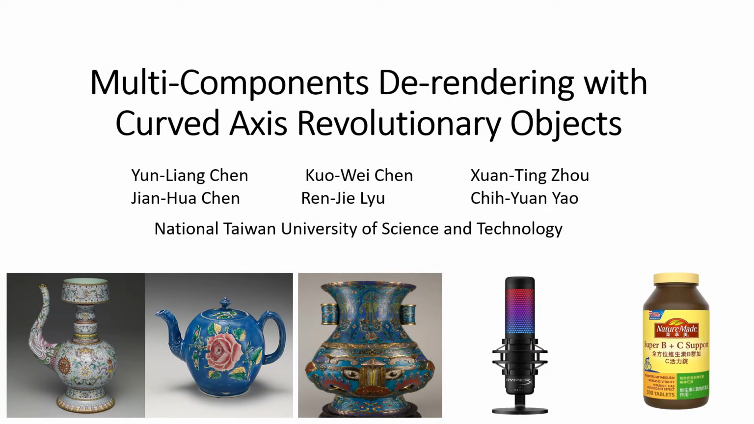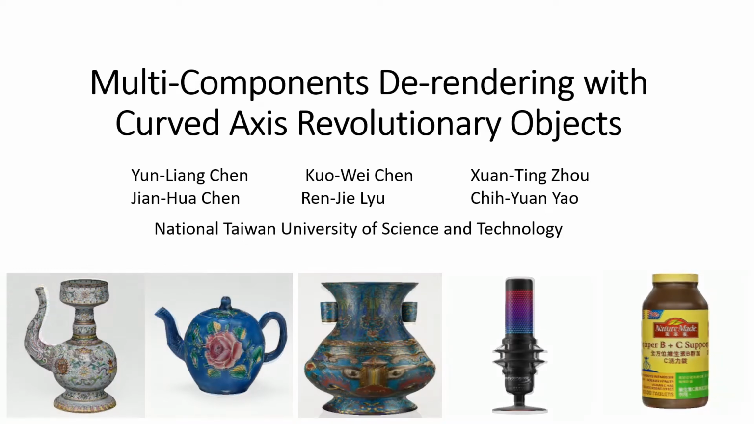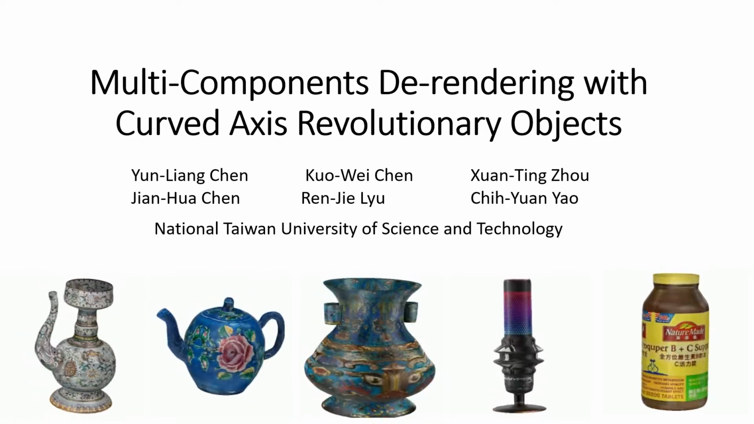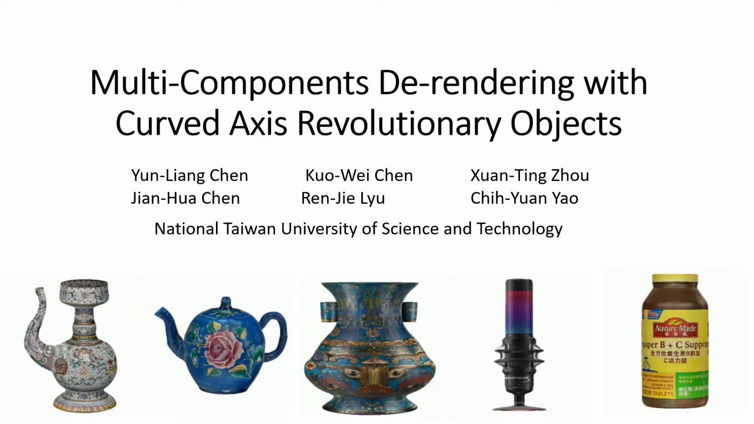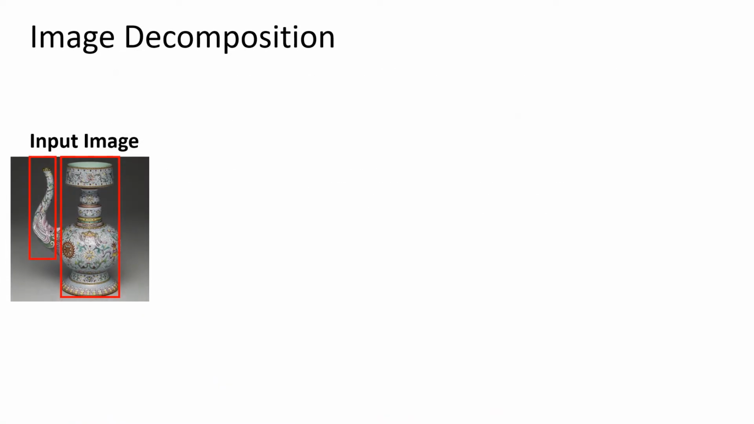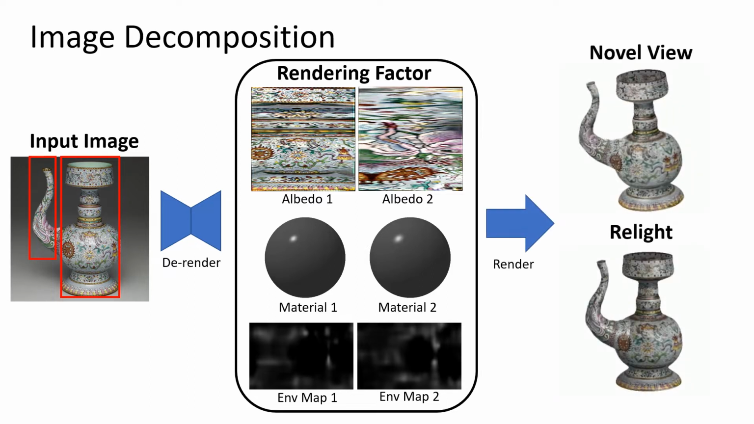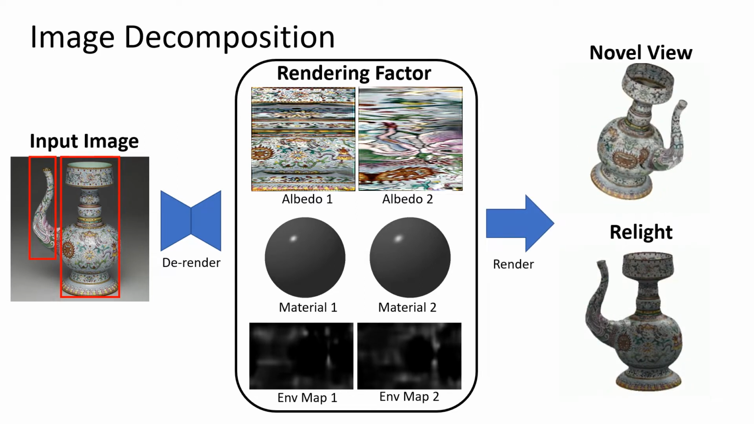We present multi-component rendering with curved-axis revolutionary objects. Our method can render a novel view from a single image of a multi-component, curved-axis revolution object. In this paper, we use an image decomposition technique to de-render the single image into multiple rendering factors, such as albedo, material, and environment map. These rendering factors allow us to generate the novel view or relight the image.